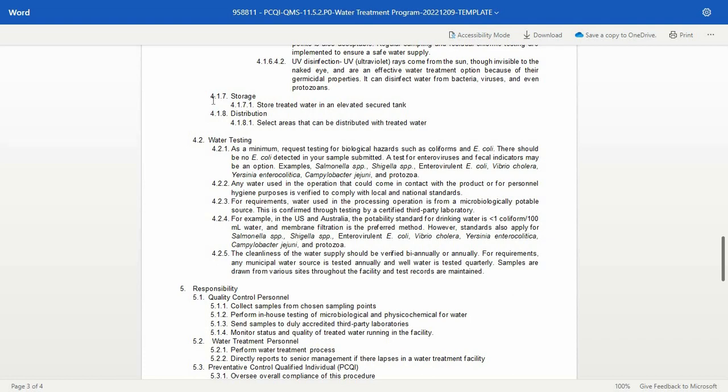7th is storage. Store treated water in an elevated secured tank. And 8th, distribution. Select areas that can be distributed with treated water.